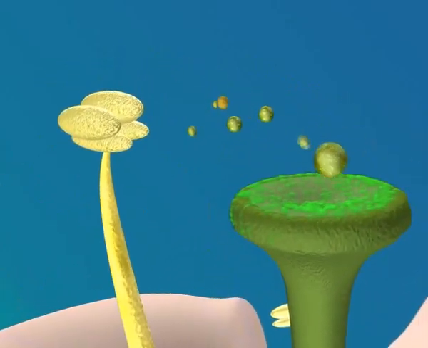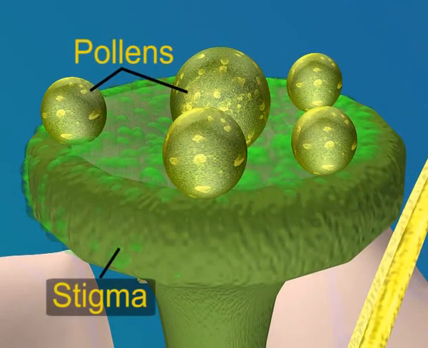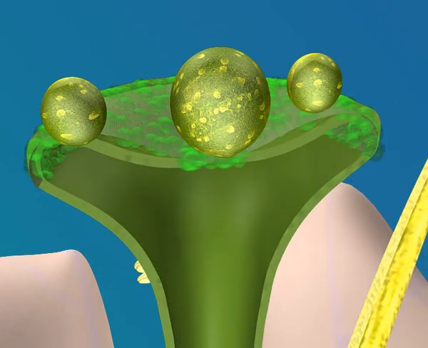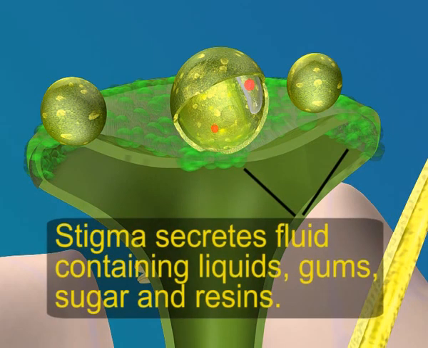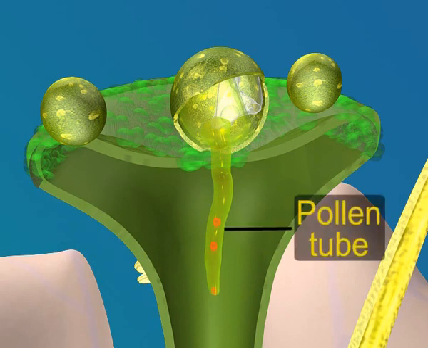As we discussed just now, if pollens are accepted by the stigma after proper recognition, it leads to a compatible pollination. For a compatible pollination, the stigma plays an important role in germination of pollen grain. It secretes fluid containing liquids, gums, sugar, and resins. After absorbing these chemicals, a pollen grain germinates on the stigma to produce a pollen tube through one of the germ pores.